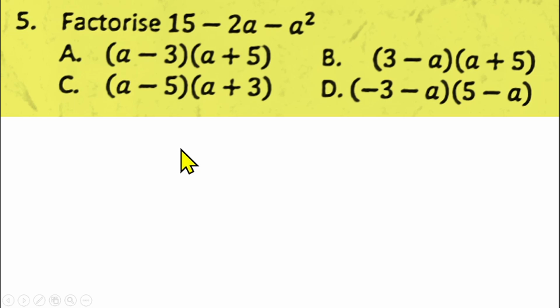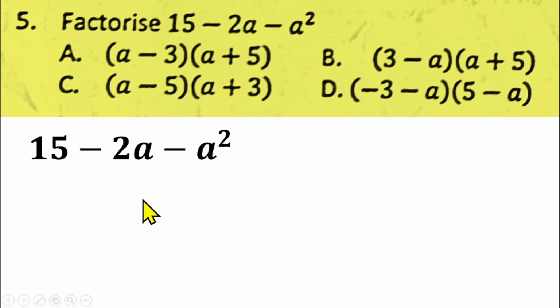Question number 5 is from quadratic expression. We have to factorize this quadratic expression, 15 minus 2a minus a squared. So this is a quadratic expression. We have to factorize it. So we are meant to get 2 brackets. Normally this is not arranged properly, but that does not mean that we cannot still work with it. If you like, you can rearrange it. That will give us minus a squared minus 2a plus 15. But we can still work with it like this.